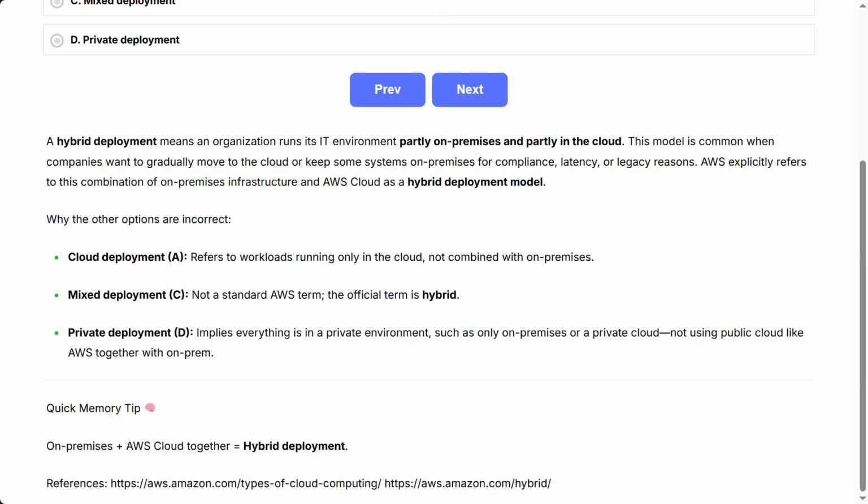Private deployment, D, implies everything is in a private environment, such as only on-premises or a private cloud, not using public cloud like AWS together with on-prem. Quick memory tip, on-premises plus AWS Cloud together equals hybrid deployment.